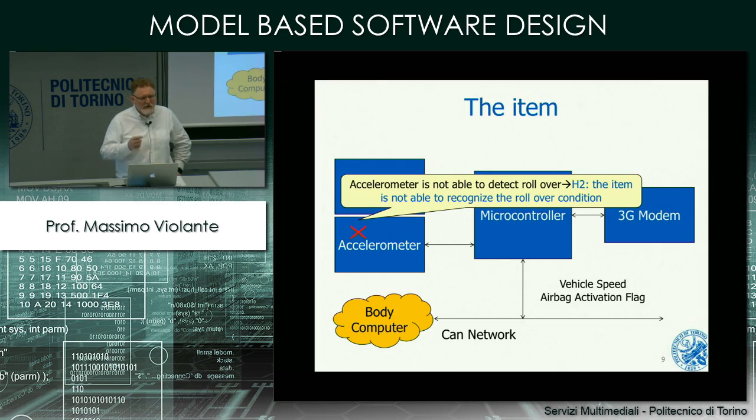One of the failure modes is stiction. So the mechanical blade that moves within the component could get stuck, so it could be unable to move anymore. This is one of the failure mechanisms that is available. This means that the accelerometer is not able to provide the functionality, is not able to tell that we have, for example, a rollover, or a sudden change in the direction or speed of movement of the vehicle. The hazard here is that the item is not able to recognize the rollover condition.